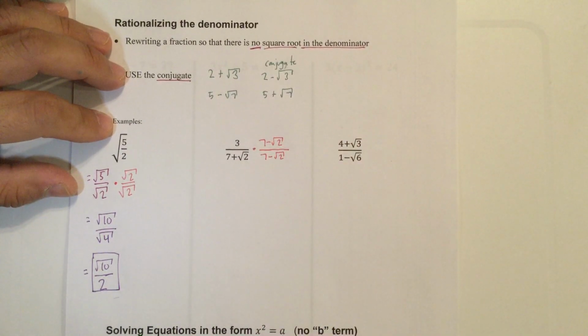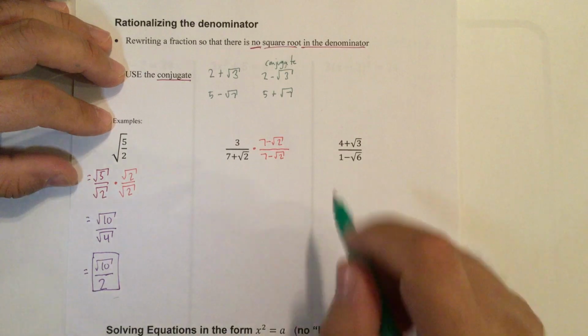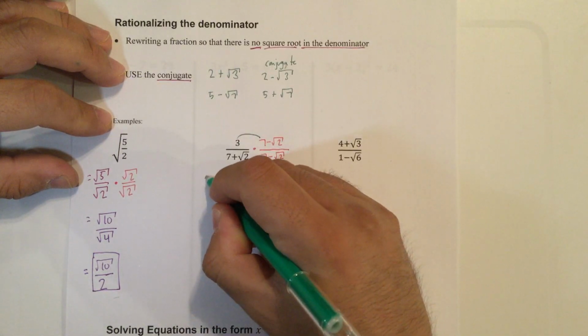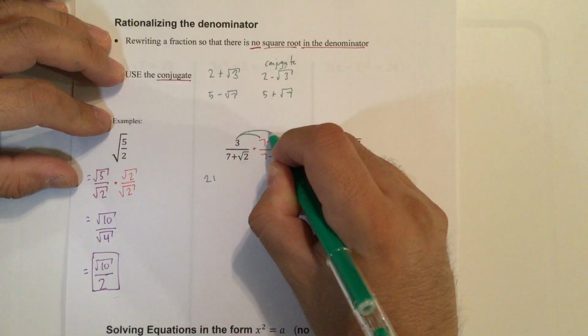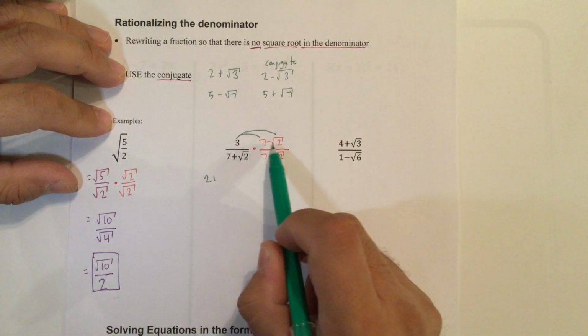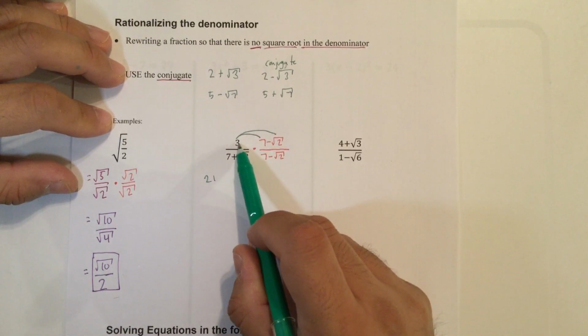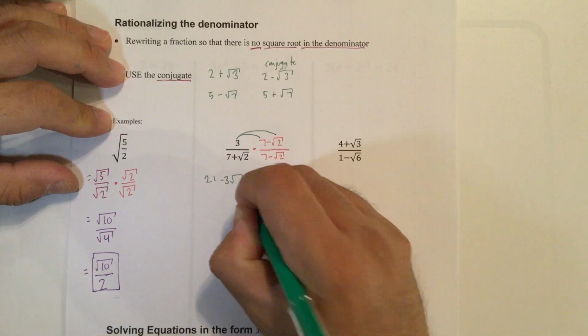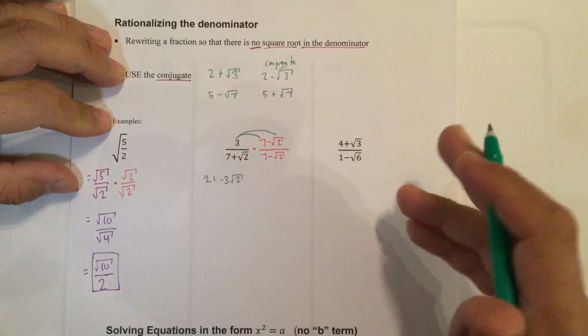All right, so let's talk about how to FOIL this out. So on the top, we're going to distribute. 3 times 7 is 21. 3 times negative square root of 2. So notice this 3 is not inside a radical. So we multiply it and put it in the front. So it becomes negative 1 times 3, which is negative 3. Square root of 2 because we have nothing else.